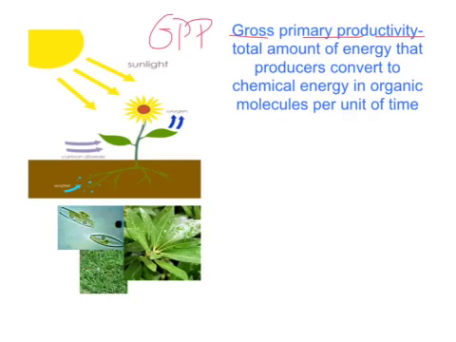The gross primary productivity is the total amount of energy that the producers have converted to chemical energy in the organic molecules per unit of time. So this is basically all of the energy that they have harnessed and that they have converted into the sugars or the carbohydrates. That's our chemical energy in the organic molecules. Remember, a lot of times these are our sugars or carbohydrates, per unit of time.